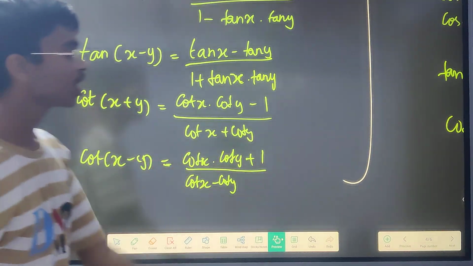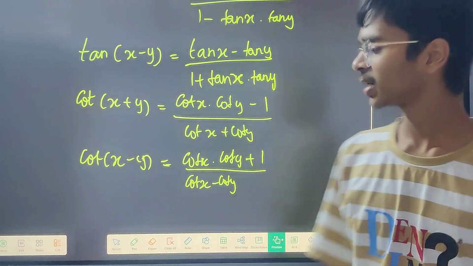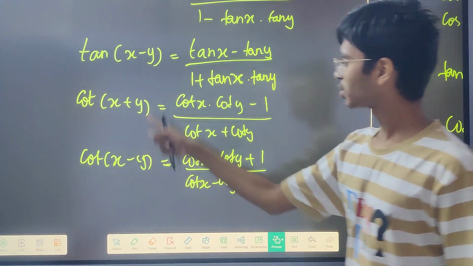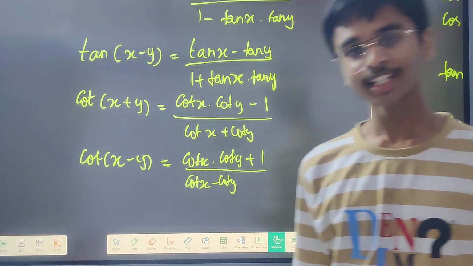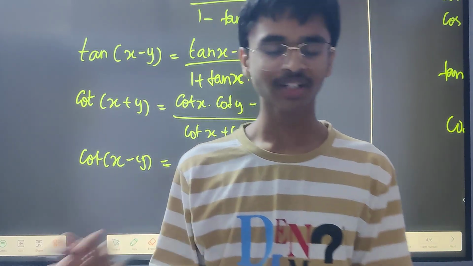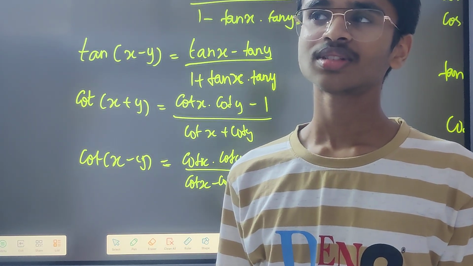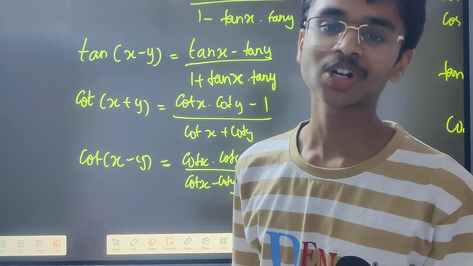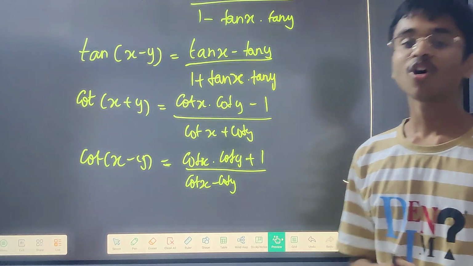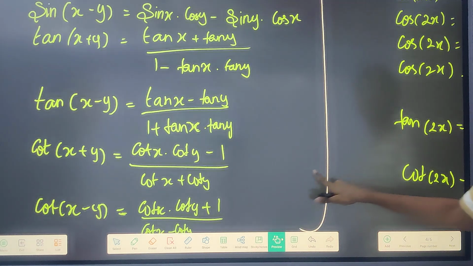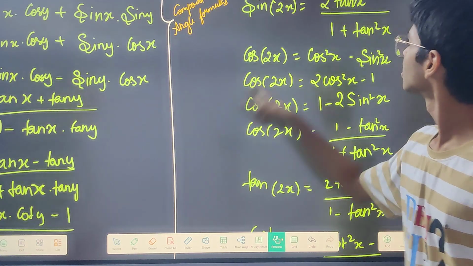Next is our cot(x minus y). What is cot(x minus y)? It's very simple. Put minus y in place of plus y, and cot is actually an odd function. But cot inverse y, or cot inverse x, is actually neither an even nor an odd function. That's a special case.